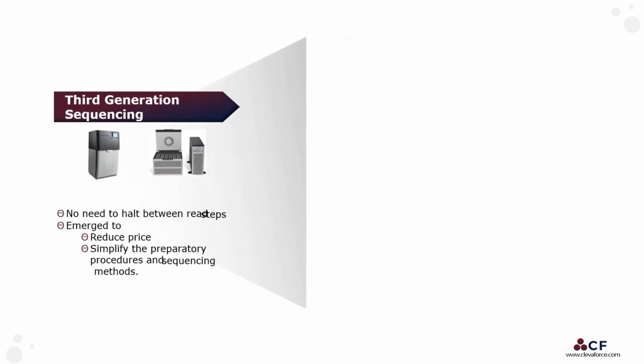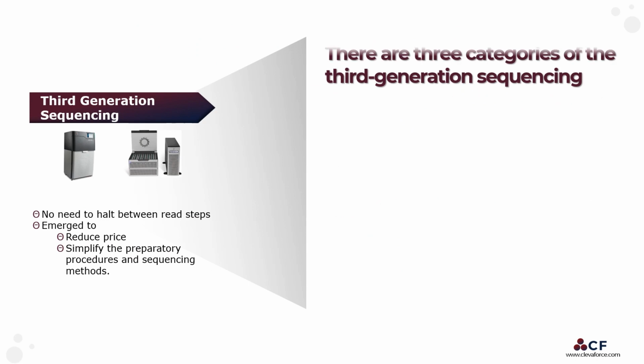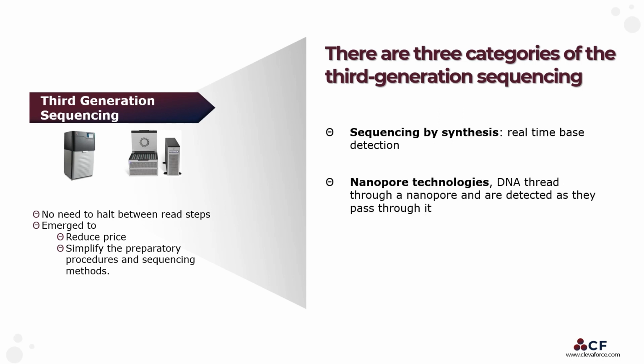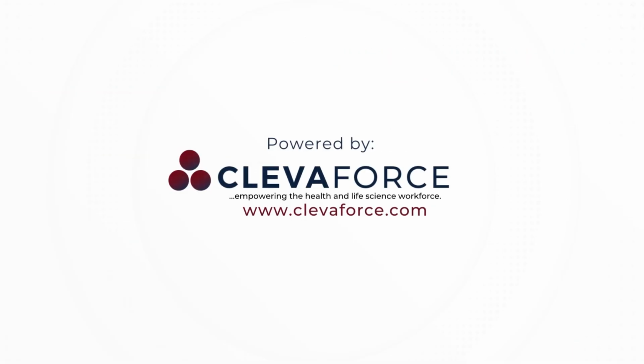There are three categories of the third-generation sequencing. First, sequencing by synthesis method, whereby base detection occurs in real time. In the second category, nanopore technologies, DNA threads through a nanopore and is detected as it passes through it. And lastly, the third category, direct imaging of DNA molecules, a method that uses advanced microscopy.